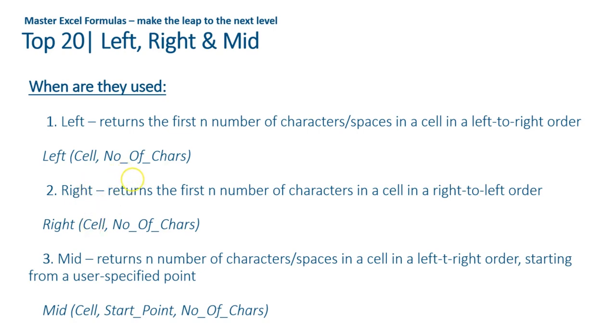The RIGHT formula is the opposite of the LEFT formula. It starts from the right and it goes to left really, and again the structure is pretty similar. Okay, so you need to have the cell and then the number of characters, and then the MID formula returns n number of characters in a left to right order, starting from a user specified point. Okay, so as you can see, the structure of the formula here is, we need the cell again, we need the starting point, and we need the number of characters.